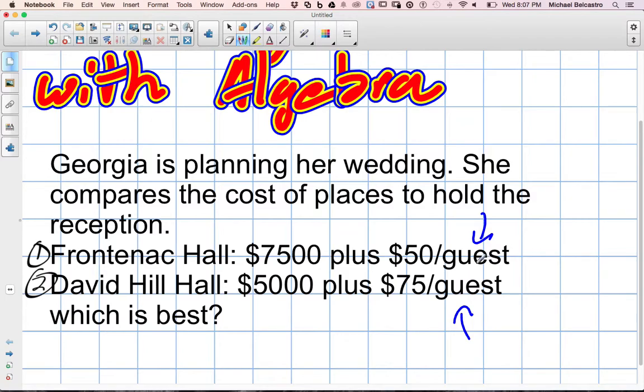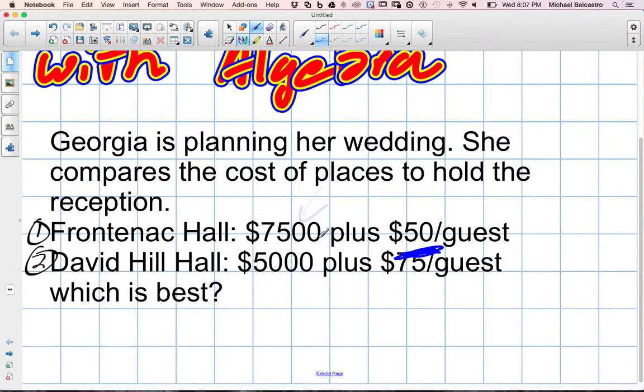If I have no guests, it's really sad for me, but it's way cheaper to go to David Hill Hall. And if the entire world comes to my wedding, then it's probably going to work out better at this place, because the price per guest is eventually going to catch up. Okay, so we're going to first build an equation.